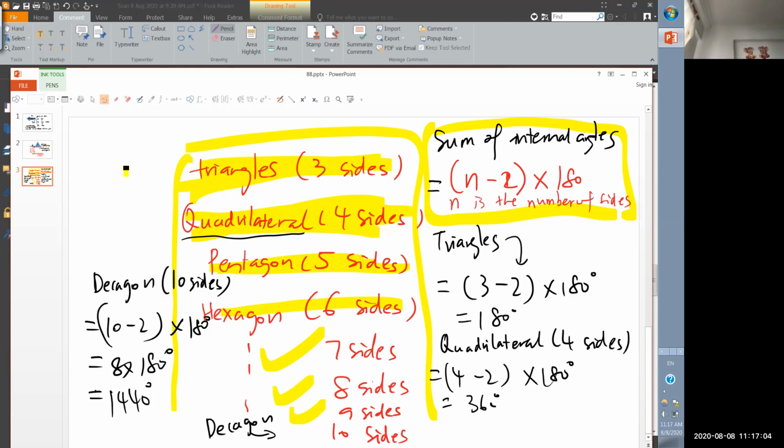At the beginning of the next lesson, I'm going to test you on this. It's twofold. I'm going to test you on the formula to find the sum of internal angles, and I'm going to test you on the names of all these shapes. All right.